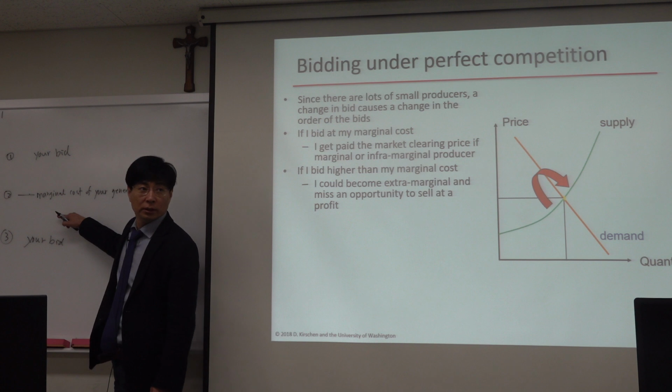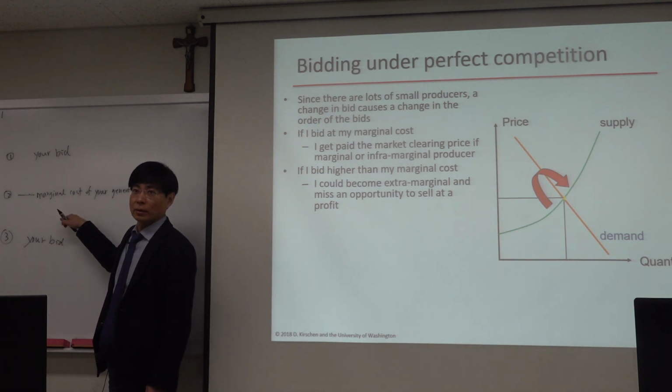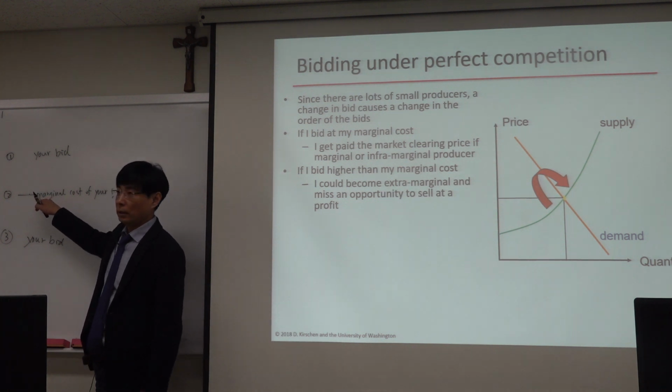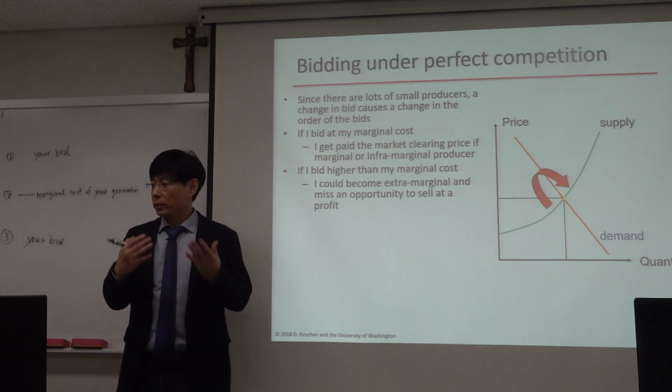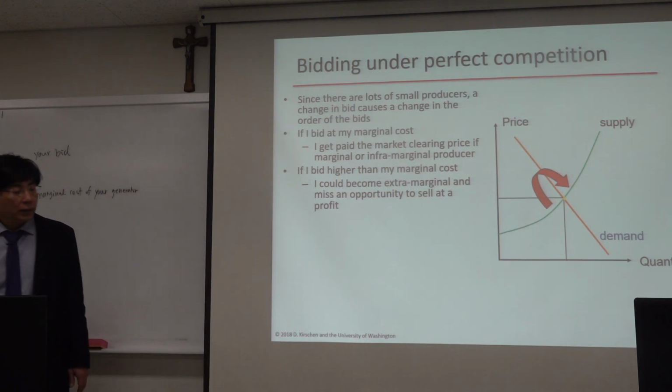You pay this much. This is smaller than your marginal cost, so you lose money, right? So honest bidding is your best strategy under this perfect competition. Okay, so that is described here.